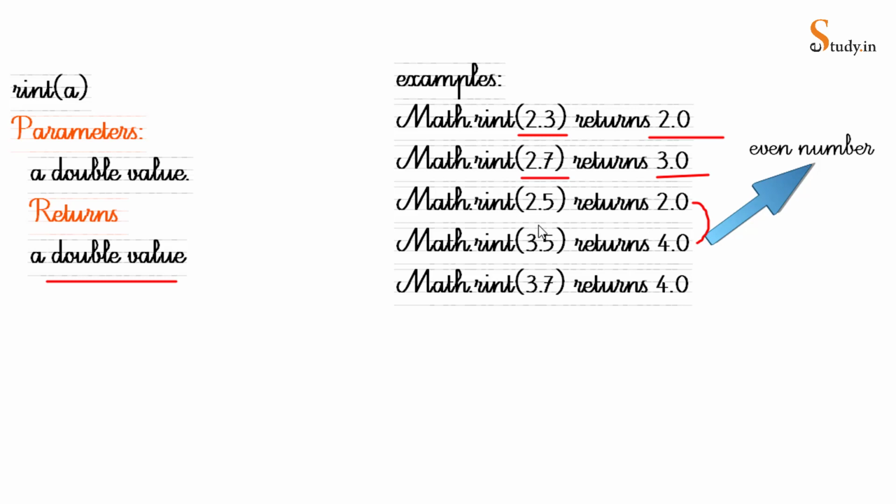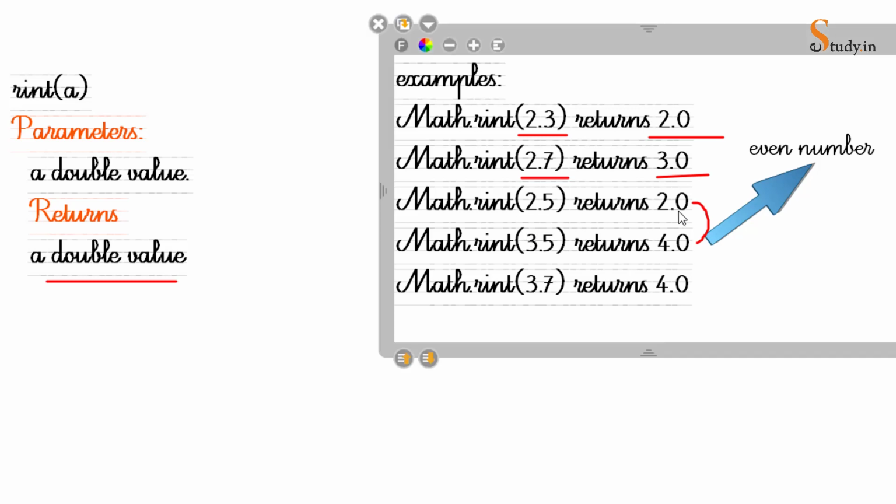So when you have 2.5, it will return 2.0. When you have 3.5, it will return 4.0. I think that should make sense, and let me repeat it again. When you have 0.5, it will always return an even number. So 2.5 will become 2.0, that's an even number. 3.5 will become 4.0, that's an even number. In all the other cases, it will work exactly like the round function, wherein if the value is less than 0.5, it will round it down, and if the value is greater than 0.5, it will round it up.